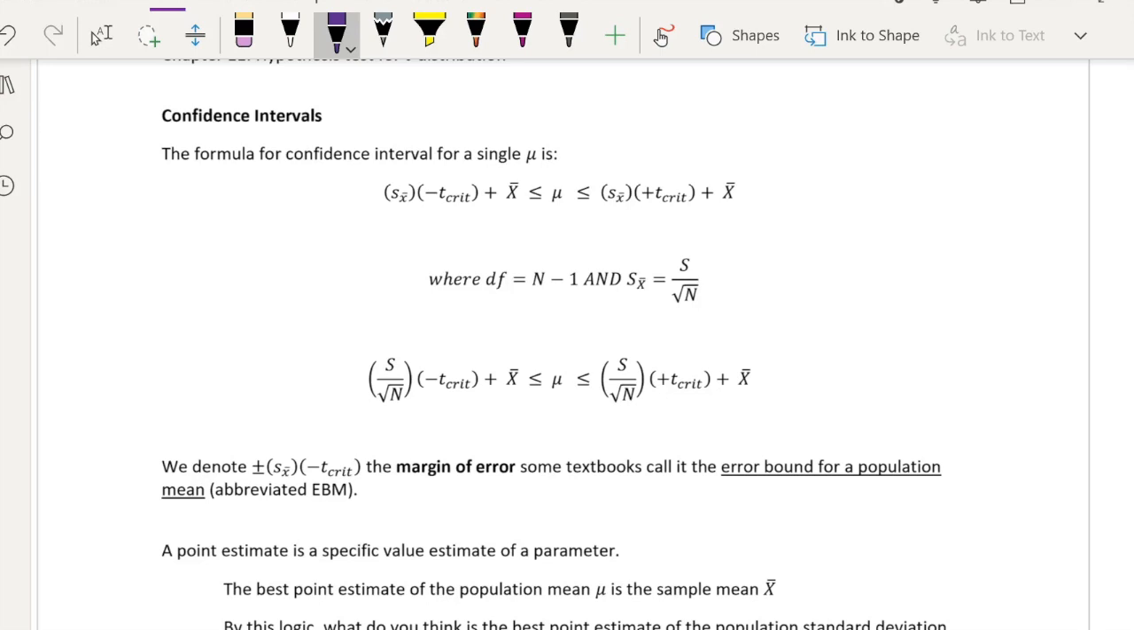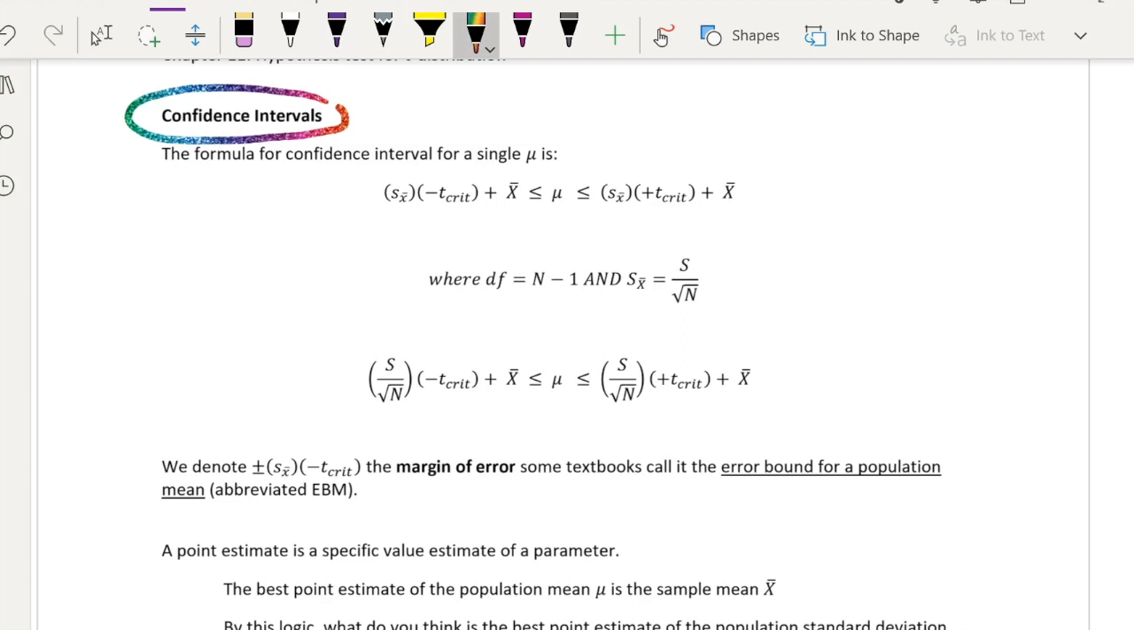Okay, so this video is still for chapter 11, but we're going to do confidence intervals this time. When we do hypothesis testing, we have a guess as to what the population is going to be. We do confidence intervals when we don't even have a guess. That's how bad we're doing. But we want to build a confidence interval around it.